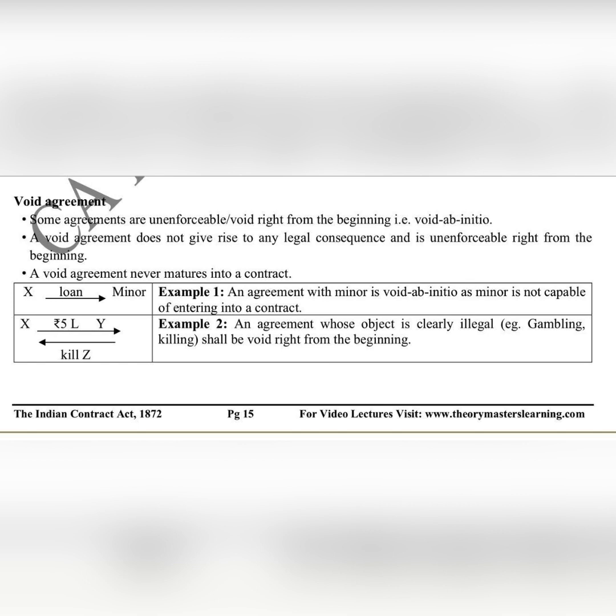Then we have void agreement. Now, the word agreement shows that this is void right from the beginning. They are talking about void ab initio. Okay, so when the word used is agreement, it means they are talking about void ab initio. So some agreements are void or they are unenforceable right from the beginning. These agreements do not give rise to any legal consequence, and therefore they are unenforceable right from the beginning. They will never mature into a contract, like giving loan to a minor or entering into a contract for killing someone. This will never become a contract.